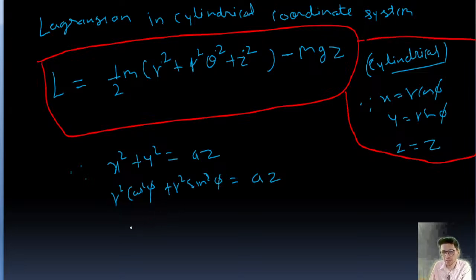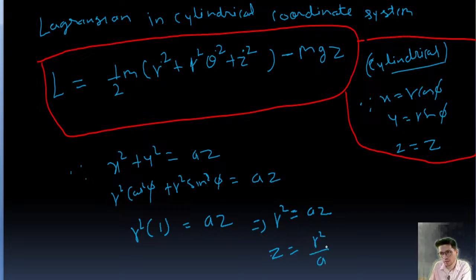So this is going to be r square (cos square theta plus sin square theta), which is 1, right? Equal to az. So from here, the value of r square equals az. Or we can also get the value of z. Okay, this is important. Similarly, the value of z equals r square upon a. These two results are important.